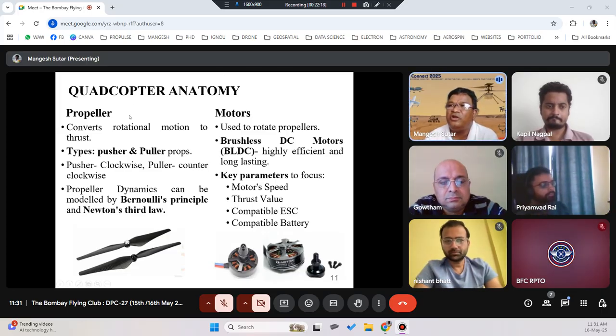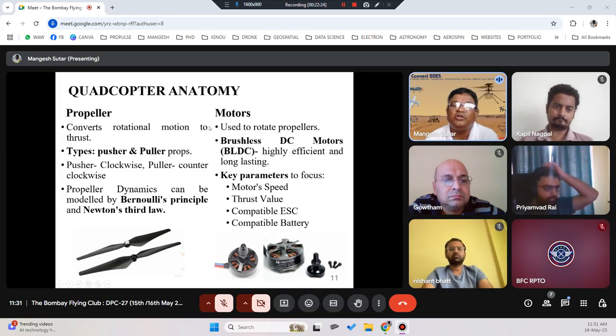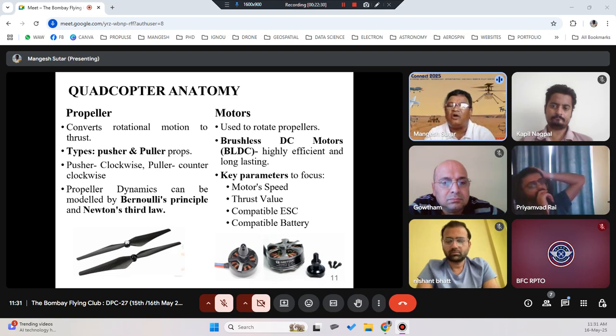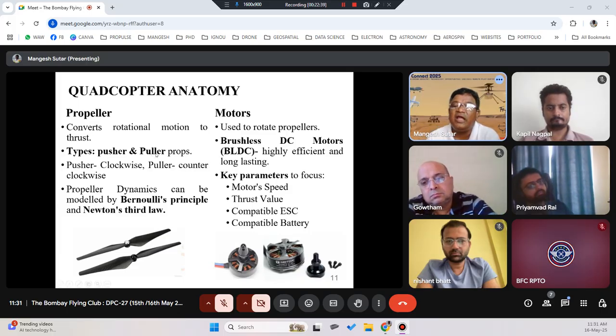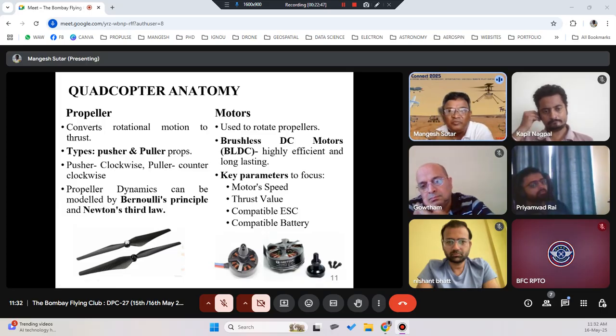So the first component is motor and propellers. Okay, so the propeller basically converts your rotational motion to thrust. As the propellers are moving, the push which is created downwards will pull your drone upward. So that is how your thrust motion happens. There are two types of propellers again, pushers and pullers. When you say pusher, it means it is pushing down or pushing backward. Puller means it is pulling forward.